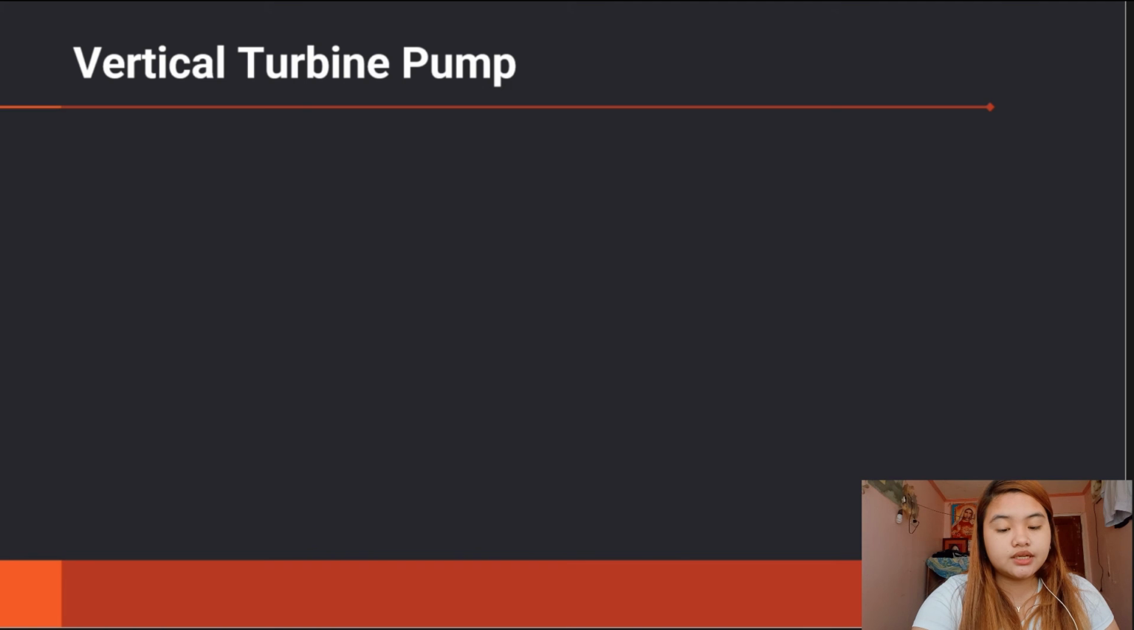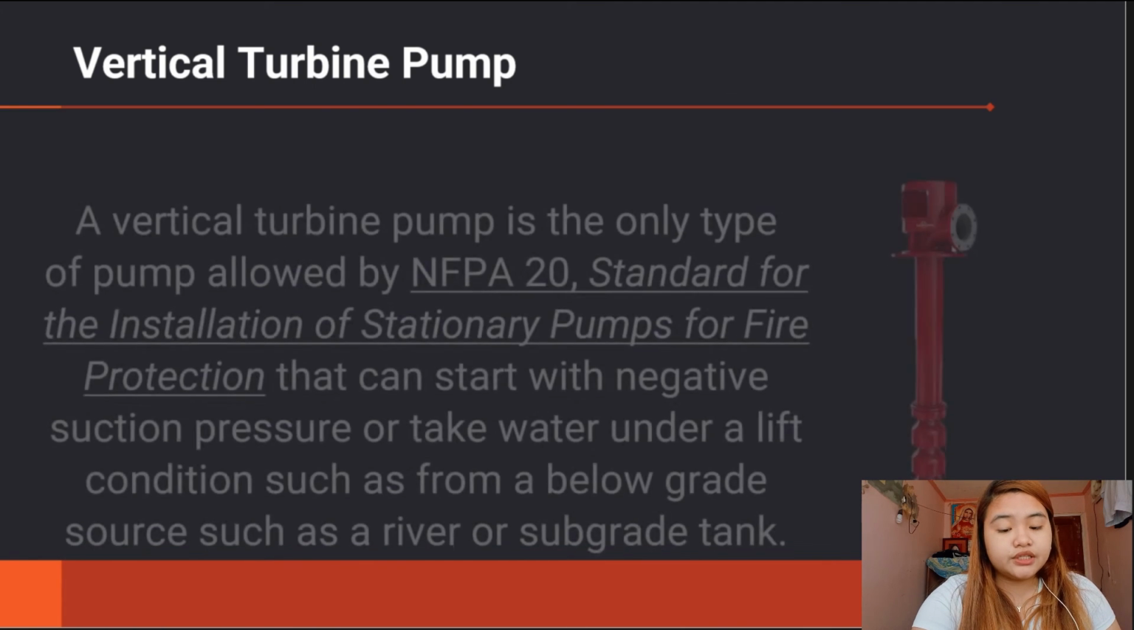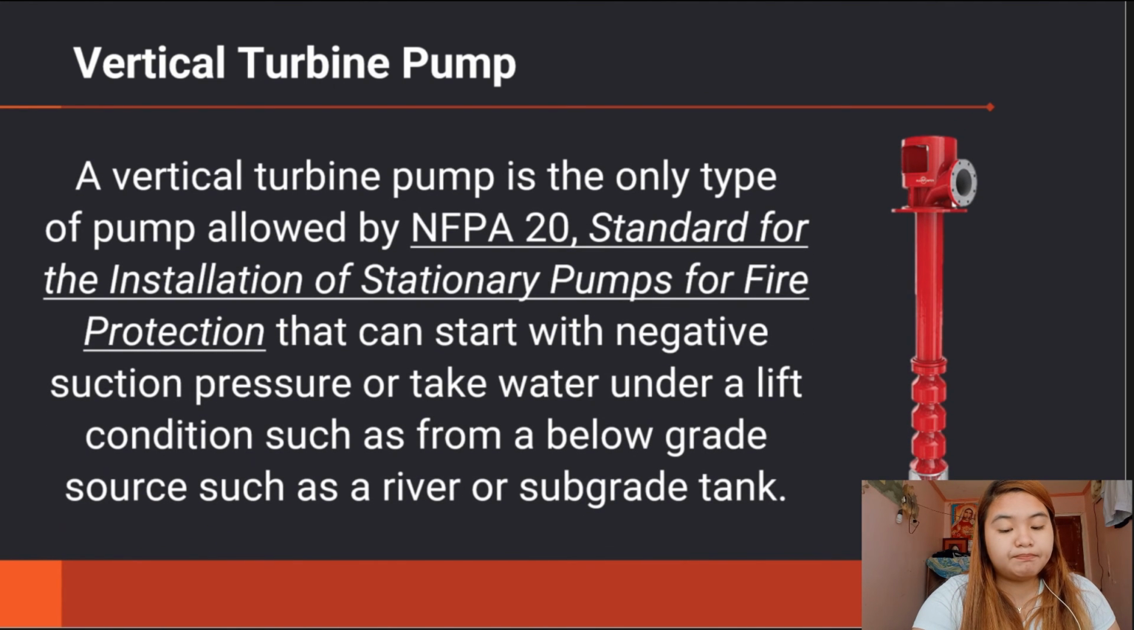Next one is the vertical turbine pump. A vertical turbine pump is a pump that allows the NFPA standard installation of stationary pumps for fire protection that can start with a negative suction pressure or take water under an uplift condition, such as from below grade, such as a river or a subgrade tank.